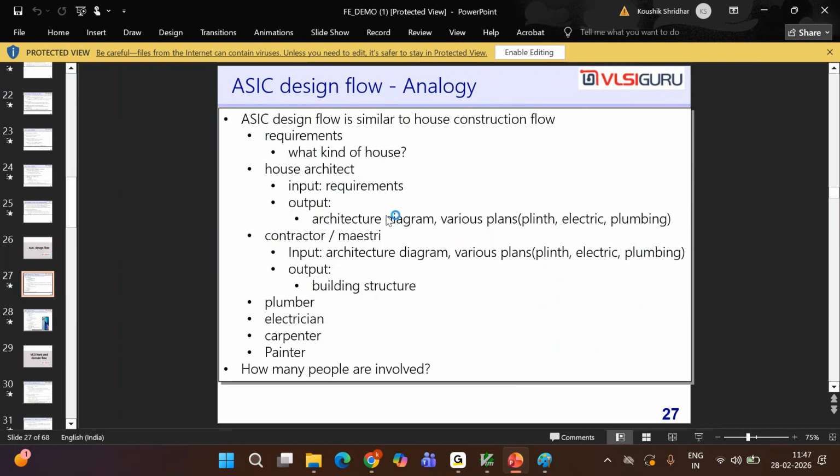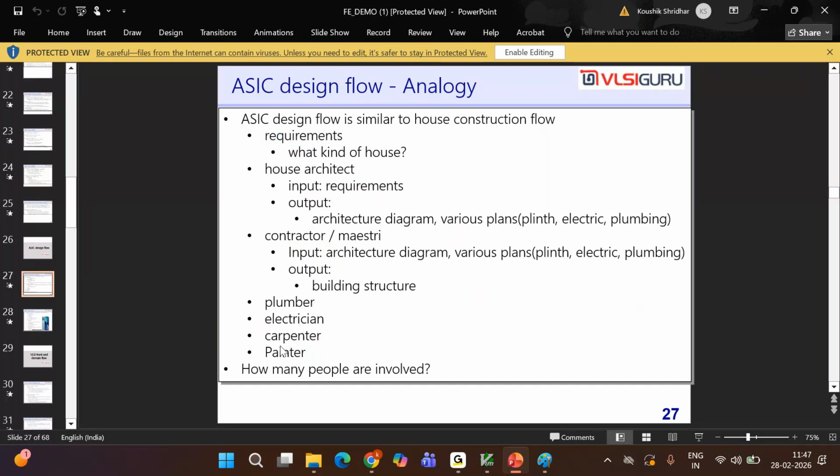Then you will give this plan to the masonry or contractor. You will have a contractor present. For the contractor, the input will be the house architect document. The contractor will see the plan and, based on that, he will get the materials. Yes or no? The output is that the contractor will build a building according to the plan. Next comes the plumbing, who does the water work in your house, then the electrician, carpenter, and last comes the painter work. Then the house gets finished.